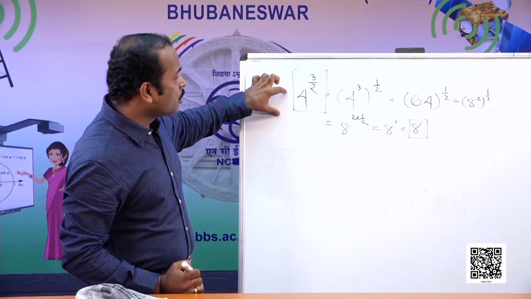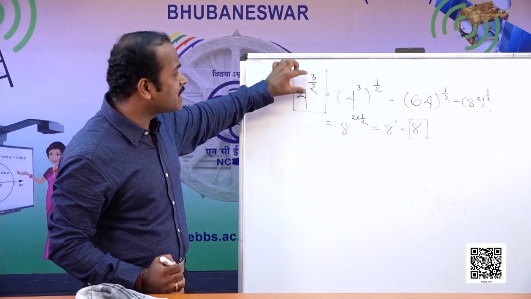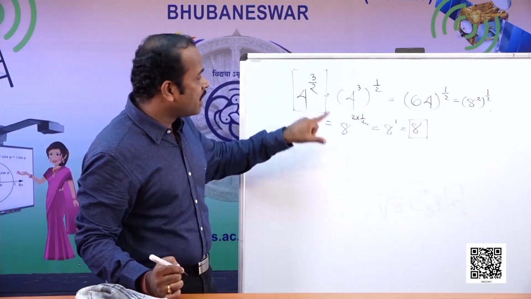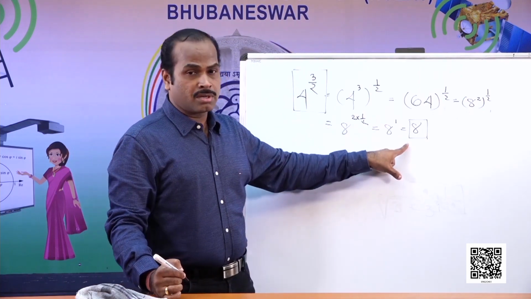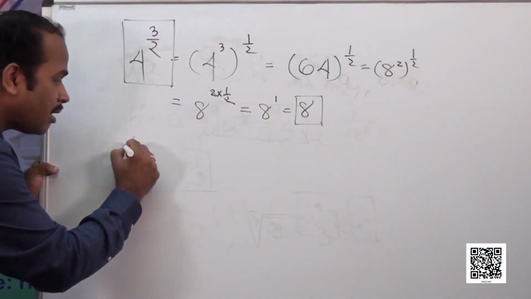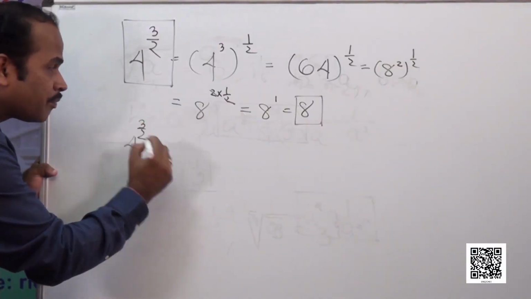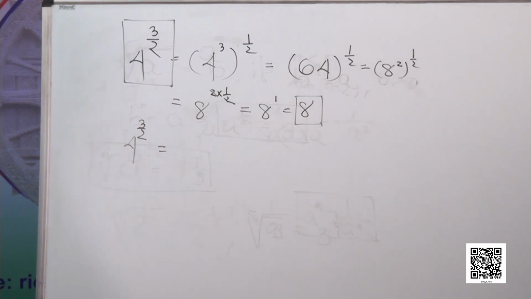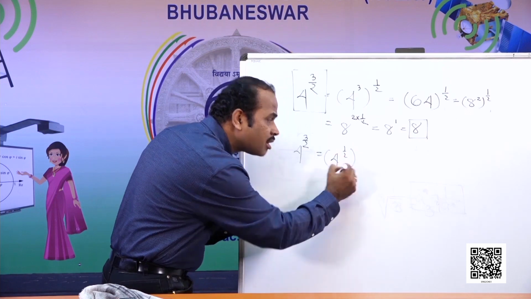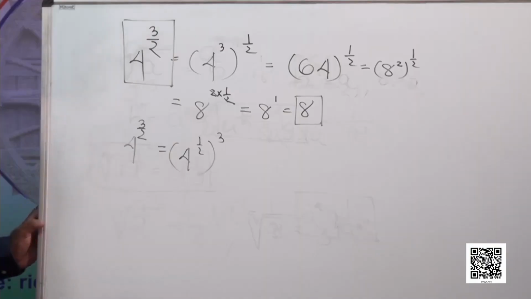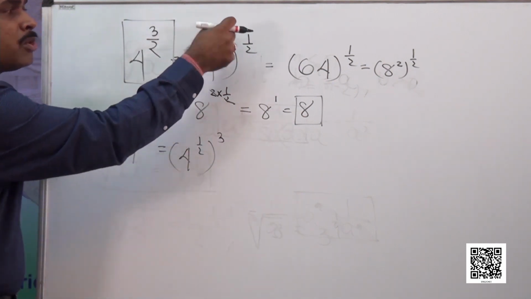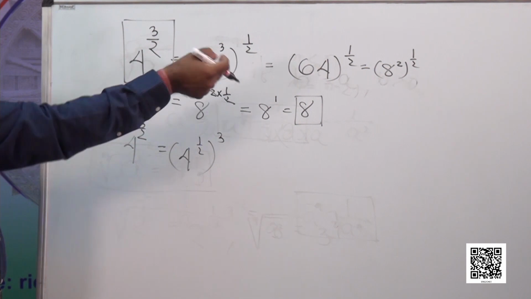Using this, for 4 to the power 3 by 2, where the exponent is in rational form, using the same laws of exponents I find 4 to the power 3 by 2 as 8. Okay, so this I could do by different methods. For example, 4 to the power 3 by 2, I could write as 4 to the power 1 by 2 first, then power 3. I could have changed these powers: instead of keeping 3 inside and 1 by 2 outside, I will keep 1 by 2 inside and 3 outside.